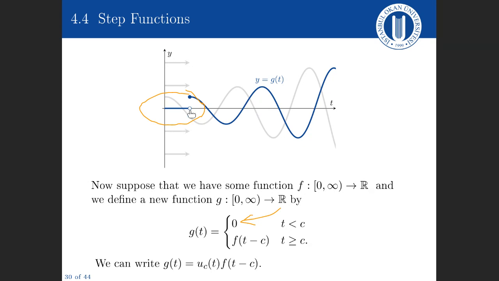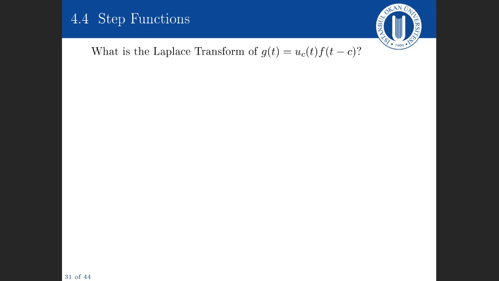So we've got a function which starts at 0, and then there's a jump at c, and at the jump we calculate the function on the right minus the function on the left. So in other words, g is 0 plus the jump multiplied by uc. And of course the jump is just f of t minus c on the right and 0 on the left. So we just get uc times f of t minus c. What is the Laplace transform of g in terms of the Laplace transform of f? Let's calculate this.